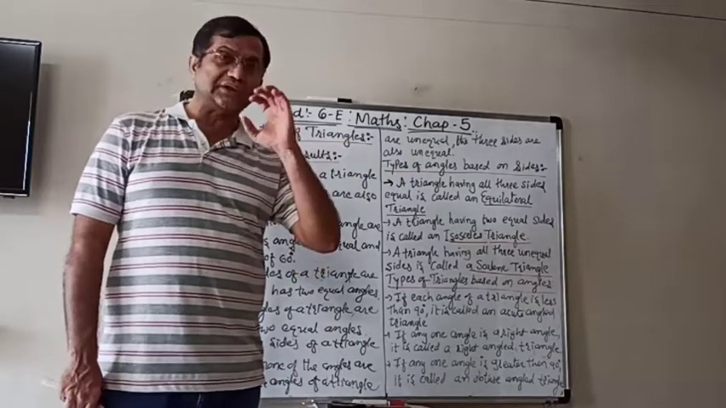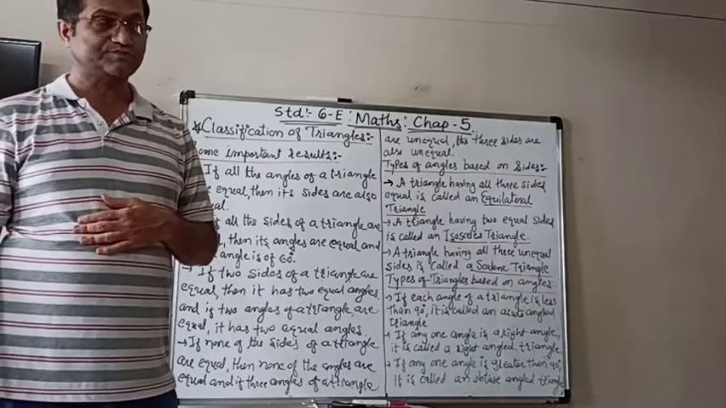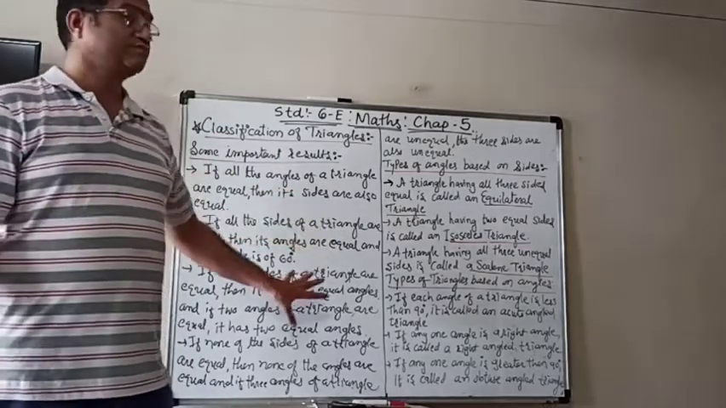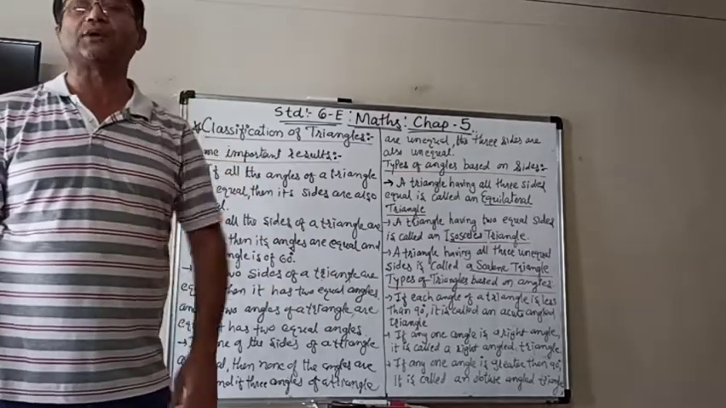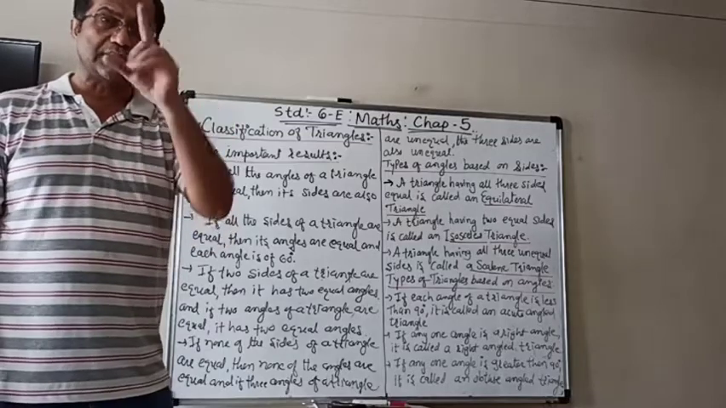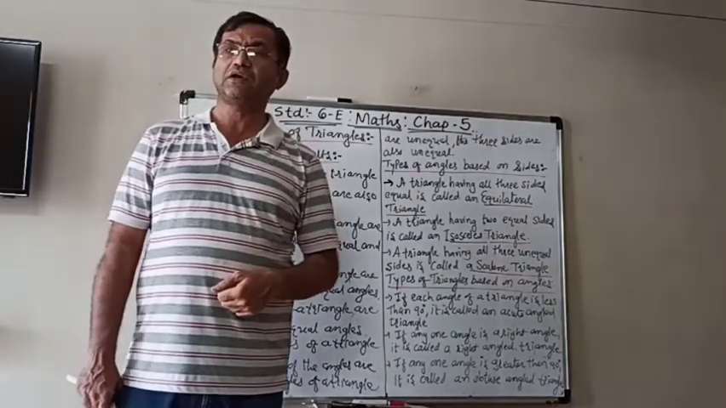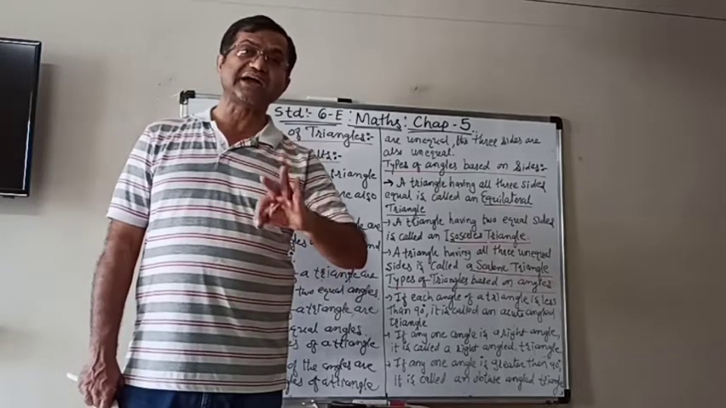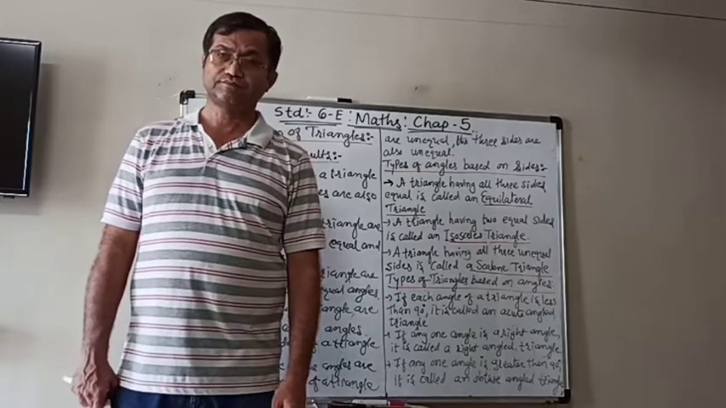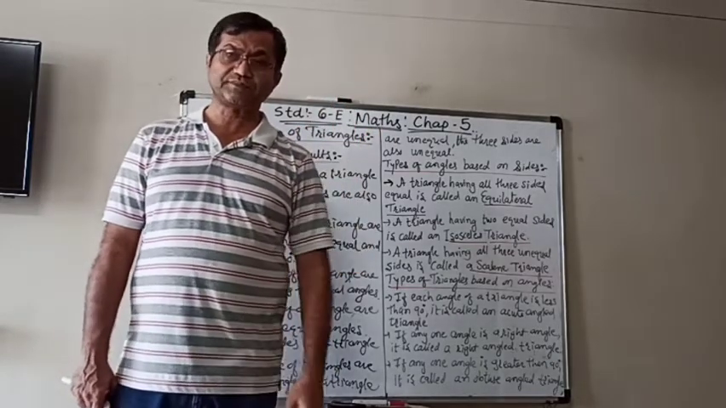Now we have to learn about the classification, meaning the types of triangles according to the sides. We see here that there are three types of triangles: in which maybe all three sides are equal, two sides are equal, or all sides are unequal. According to that, the triangle is classified into three types.